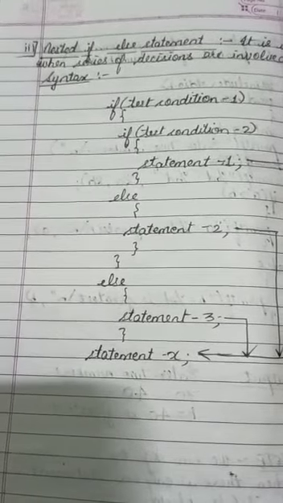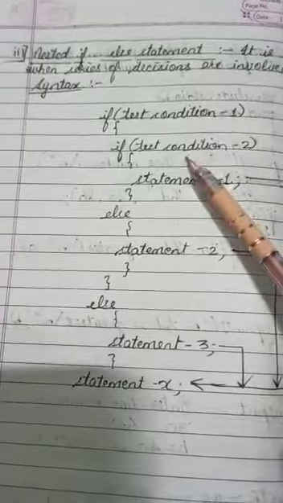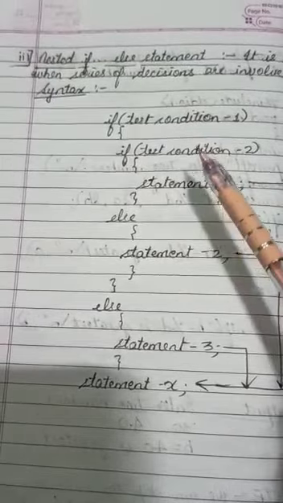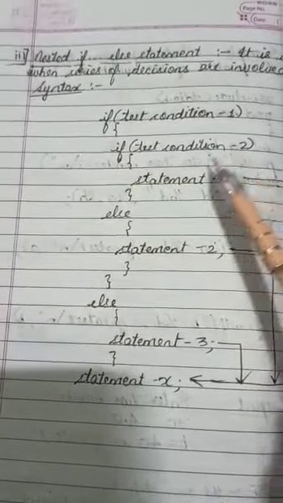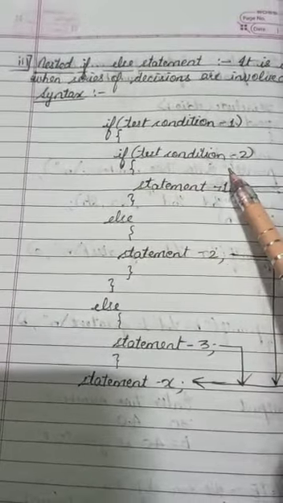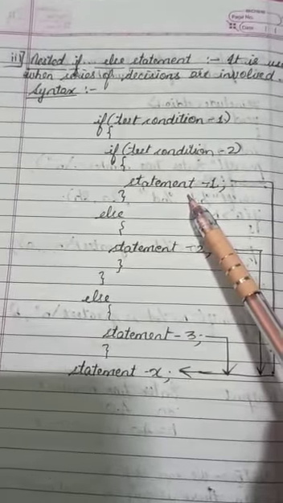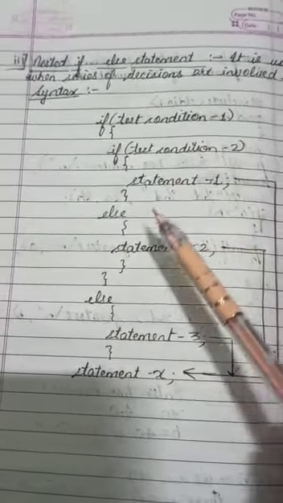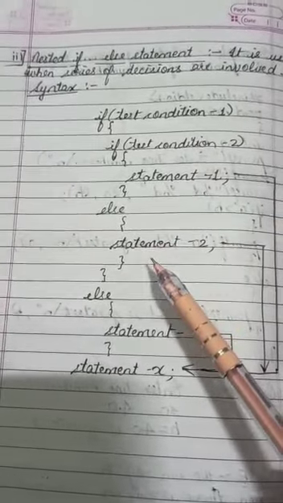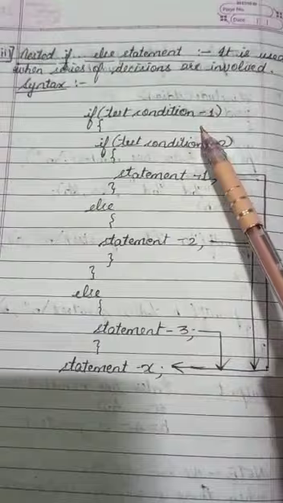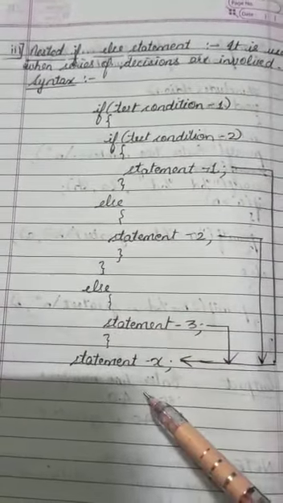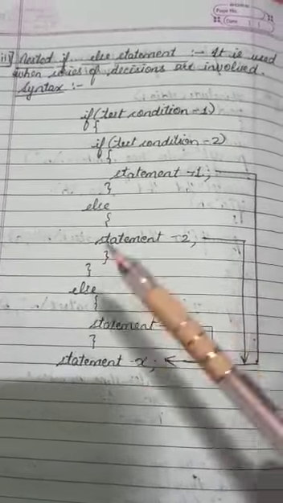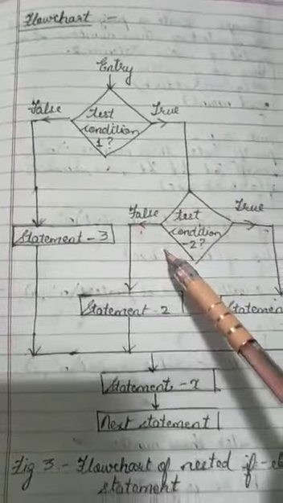The syntax for nested if-else is as shown over here. If test condition 1 is true, then only the control will come inside and the second condition will be checked. If test condition 2 is also true, then statement 1 will be executed. If condition 2 is false, then statement 2 will be executed. If condition 1 is false, then statement 3 will be executed and the control will continue with statement X. This is completely explained in the flowchart given over here.